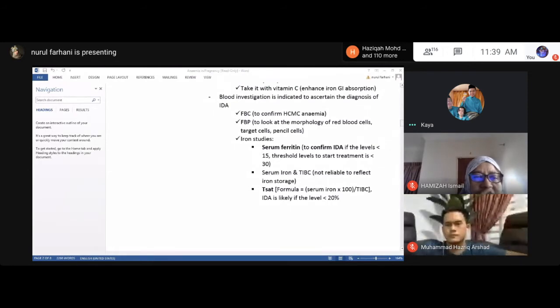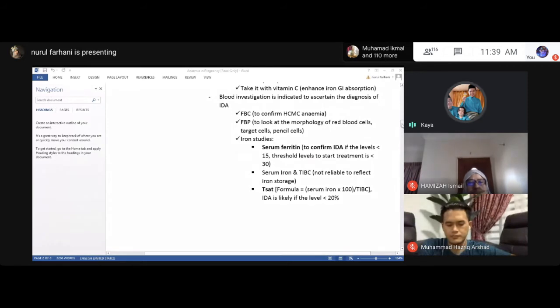And then usually, if we suspect the patient is having iron deficiency anemia, we do serum iron and TIBC, but they are less reliable. They do not reflect the iron storage, whereas ferritin is a protein that stores iron. So iron deficiency anemia is actually when the level of serum ferritin is less than 15. However, treatment we start when the ferritin is less than 30.